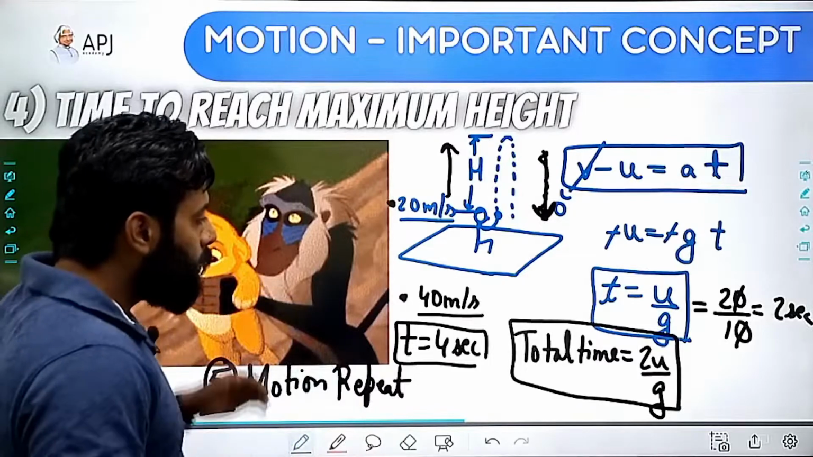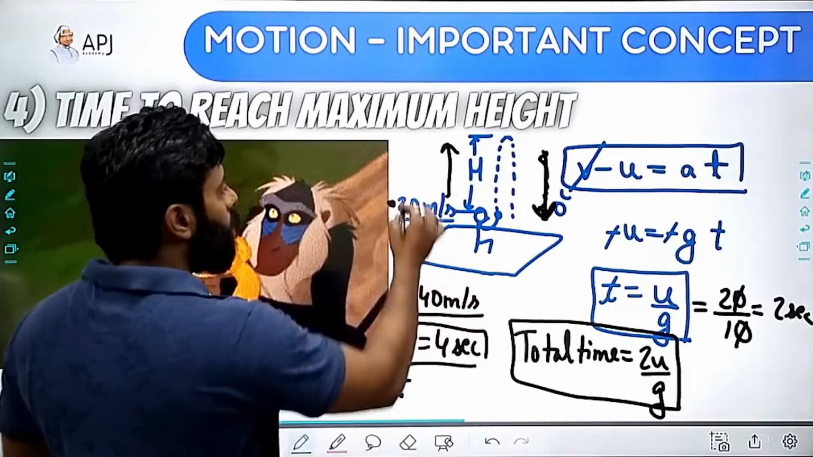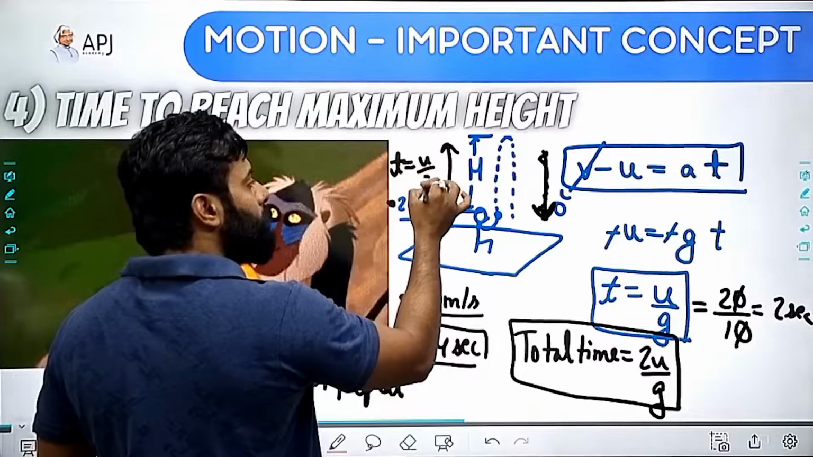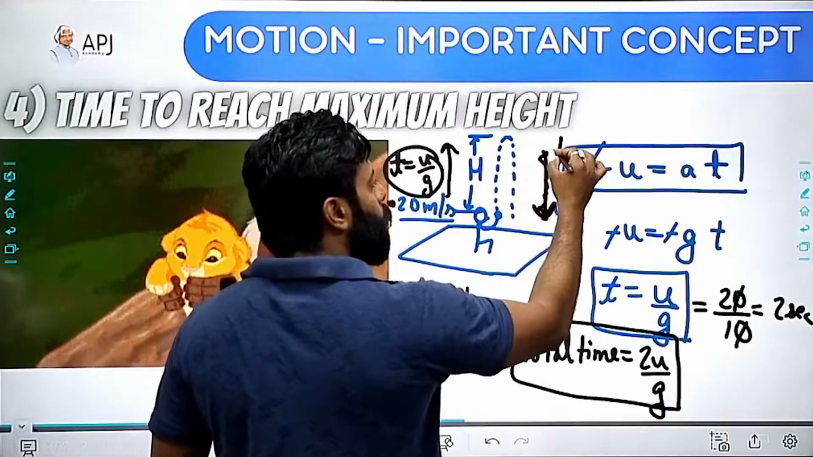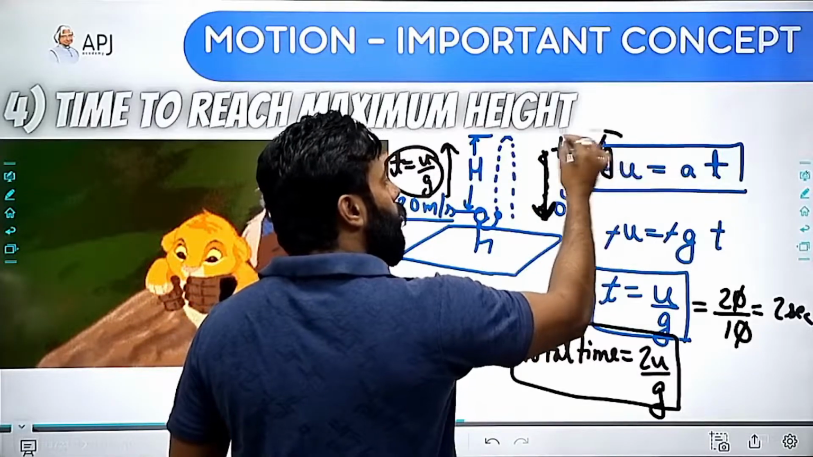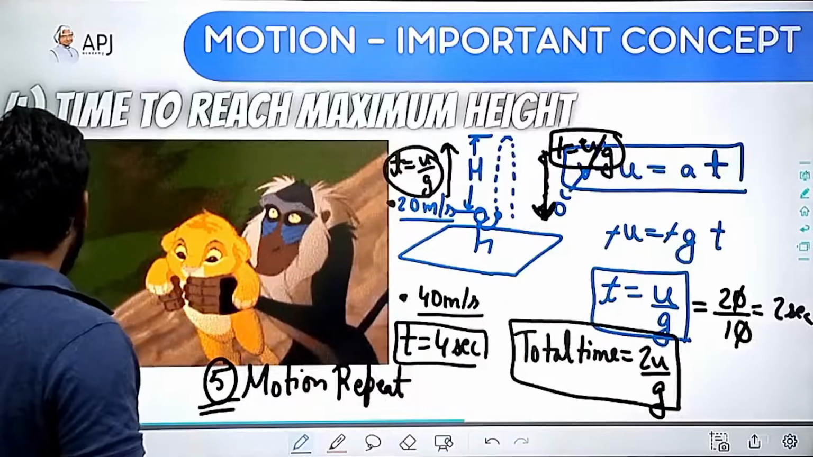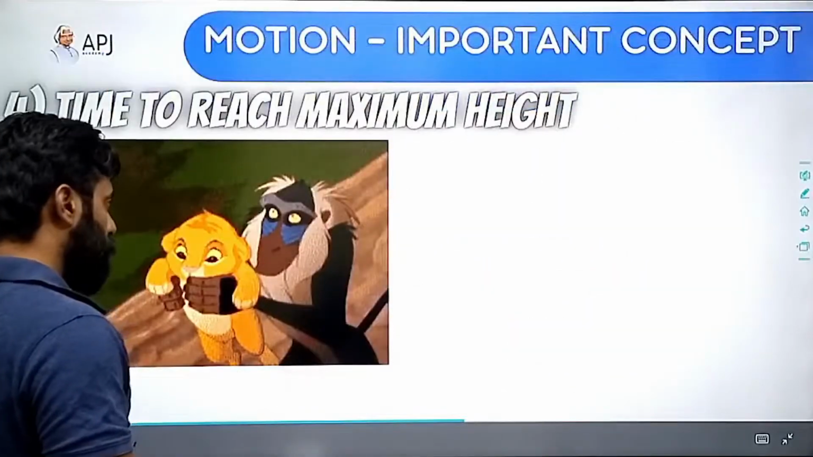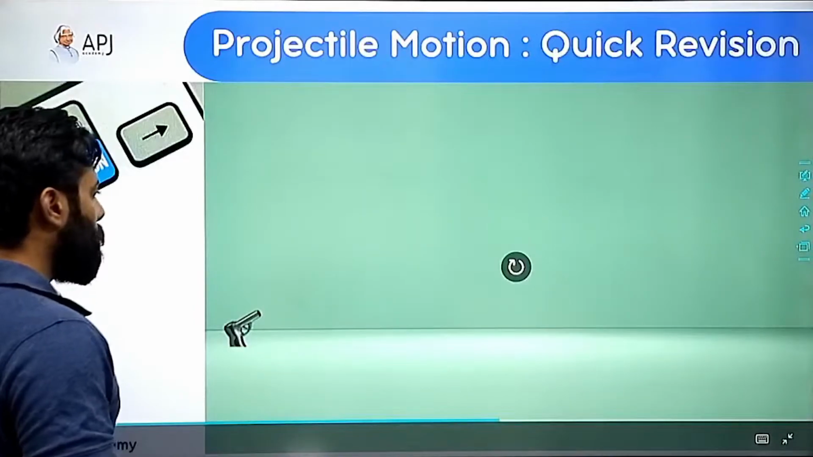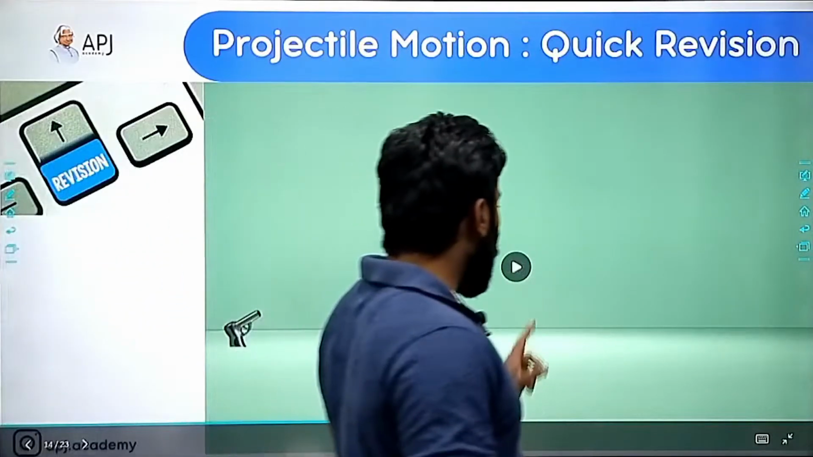Yes? So the time for ascent is u by g. The time for descent is u by g. The total time is 2u by g. So I am moving forward. Please note that.